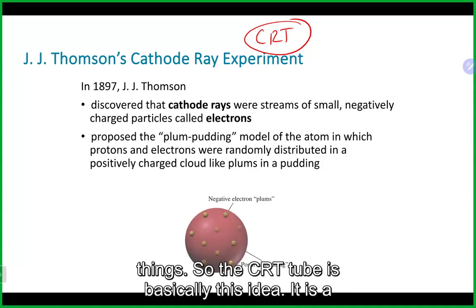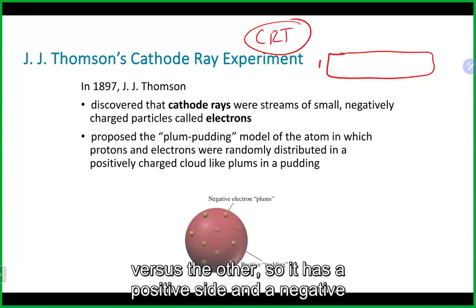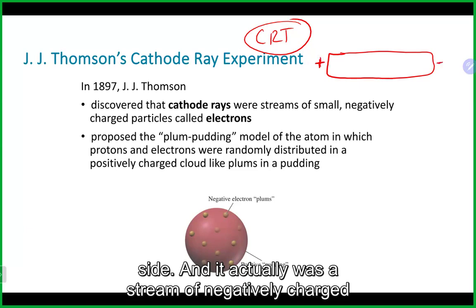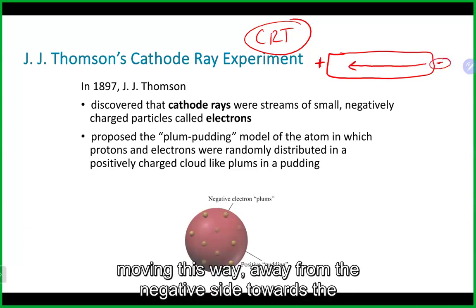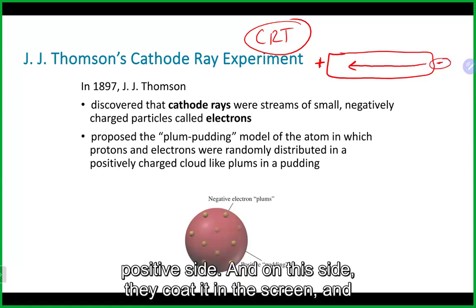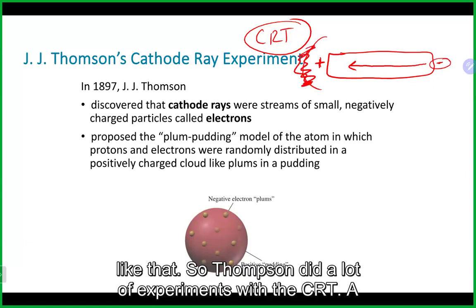So the CRT tube is basically this idea. It is a tube, and it actually has charged plates on one side versus the other, so it has a positive side and a negative side. It was a stream of negatively charged particles, like electrons, which would start moving away from the negative side towards the positive side. On the other side, they would coat it with a screen, and you could see where it was hitting. So Thomson did a lot of experiments with the CRT.